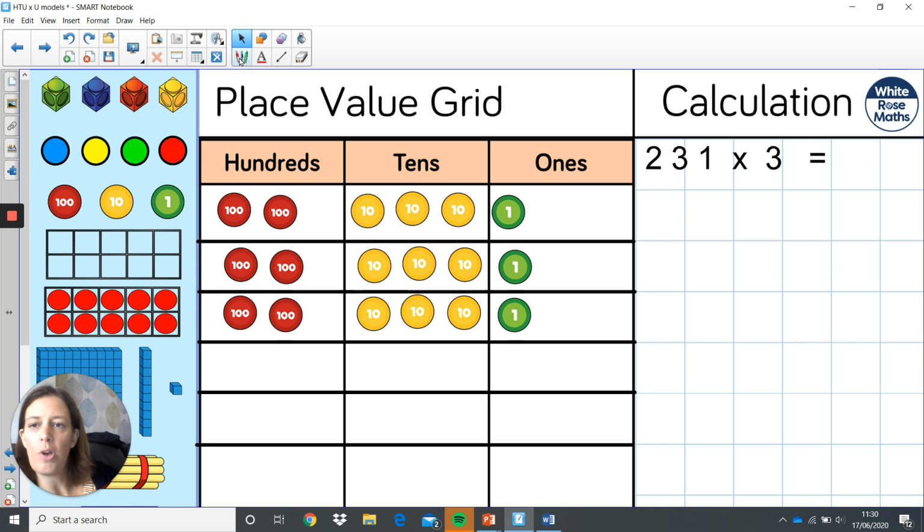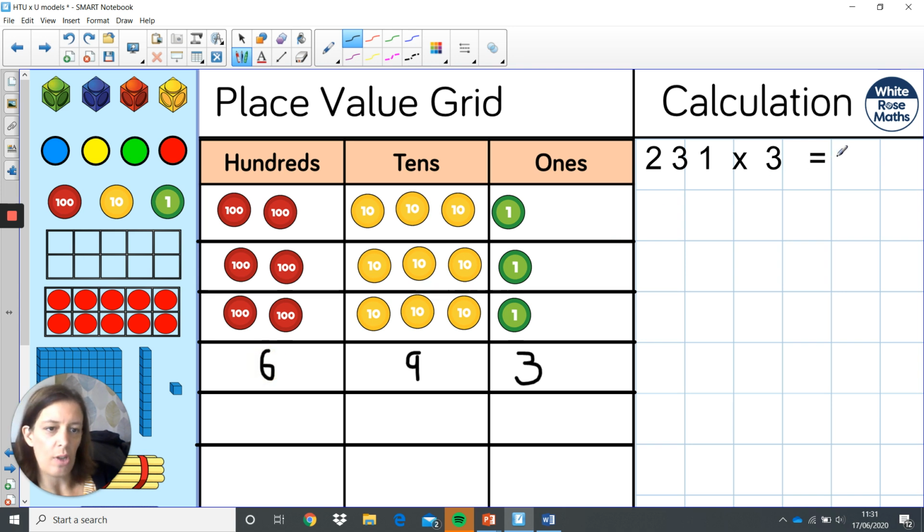Okay, so I'm going to, first of all, like we've done with 2 digits, count up my ones. So looking at the ones, I've got 3 in my ones column. Then I'm going to look at my tens. I've got 9 tens, 90. And then I'm going to look at my hundreds, and I've got 6 hundreds. So 231 multiplied by 3 is 693. Okay, so that's just like we were doing, no exchanging in there.